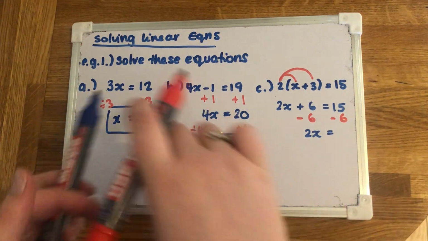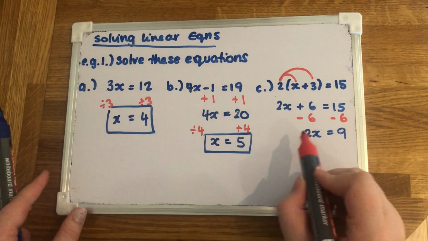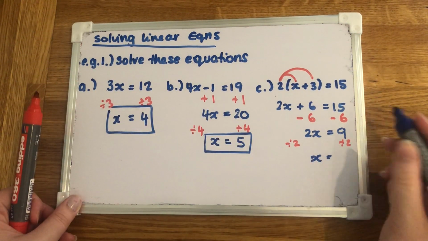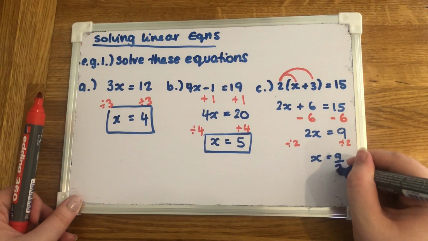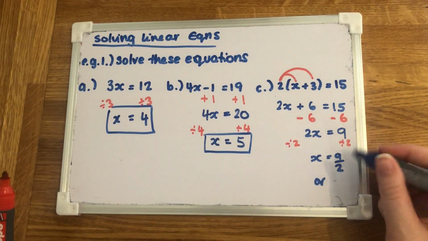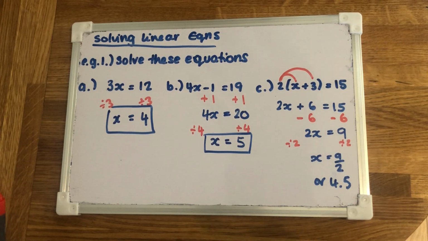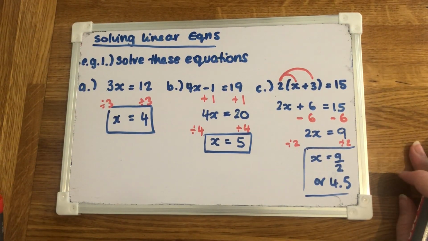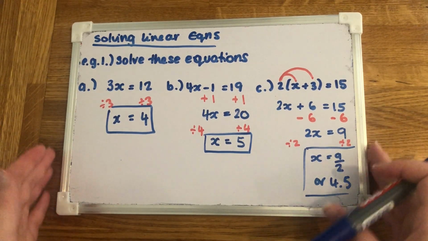Okay, so 15 subtract 6 would give us 9. And then we just want 1x, so then I'm going to divide by 2, which gives us that x is either 9 over 2, okay, or you can write it as a decimal, so that would be 4.5. Now, if you have ones that aren't nice, obviously dividing by 2 with anything would give you a nice decimal. If it doesn't, you are allowed to give your answers as fractions, okay, unless the question says leave your answer as a decimal place. Okay, so they're the first 3.